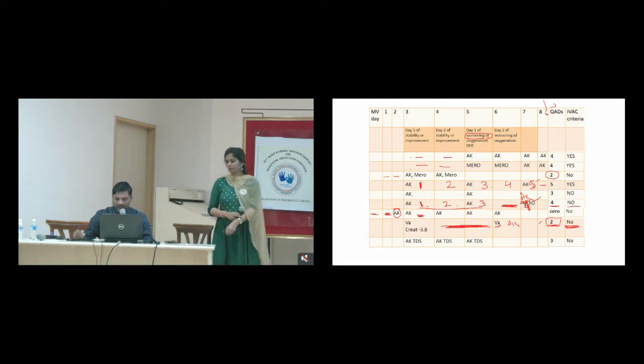Then you have a dash. Then you have meropenem, so this you cannot consider. This meropenem you can consider. So you have 1, 2, 3 plus this 4. 4 QADs are there, but they are not consecutive because you have a gap here.